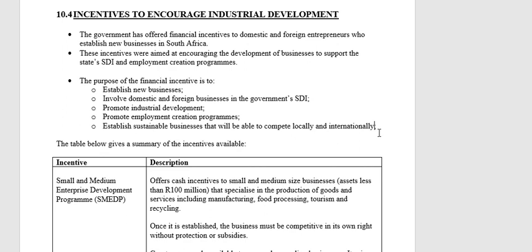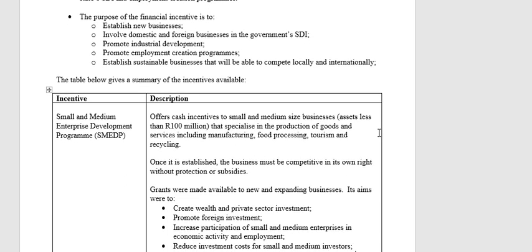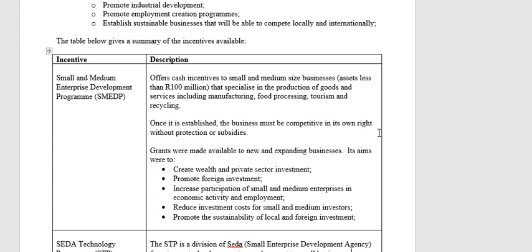All right. So the kinds of business that we want to establish are businesses that will be successful in the long run. Okay, so what we're going to do is we're going to look at each of these incentives individually. All right, and just remember this is not part of an essay question. It is purely an 8-mark discuss question or dart response, anything like that. Okay, so the first incentive that we are looking at is the Small and Medium Enterprise Development Program, the SMEDP.